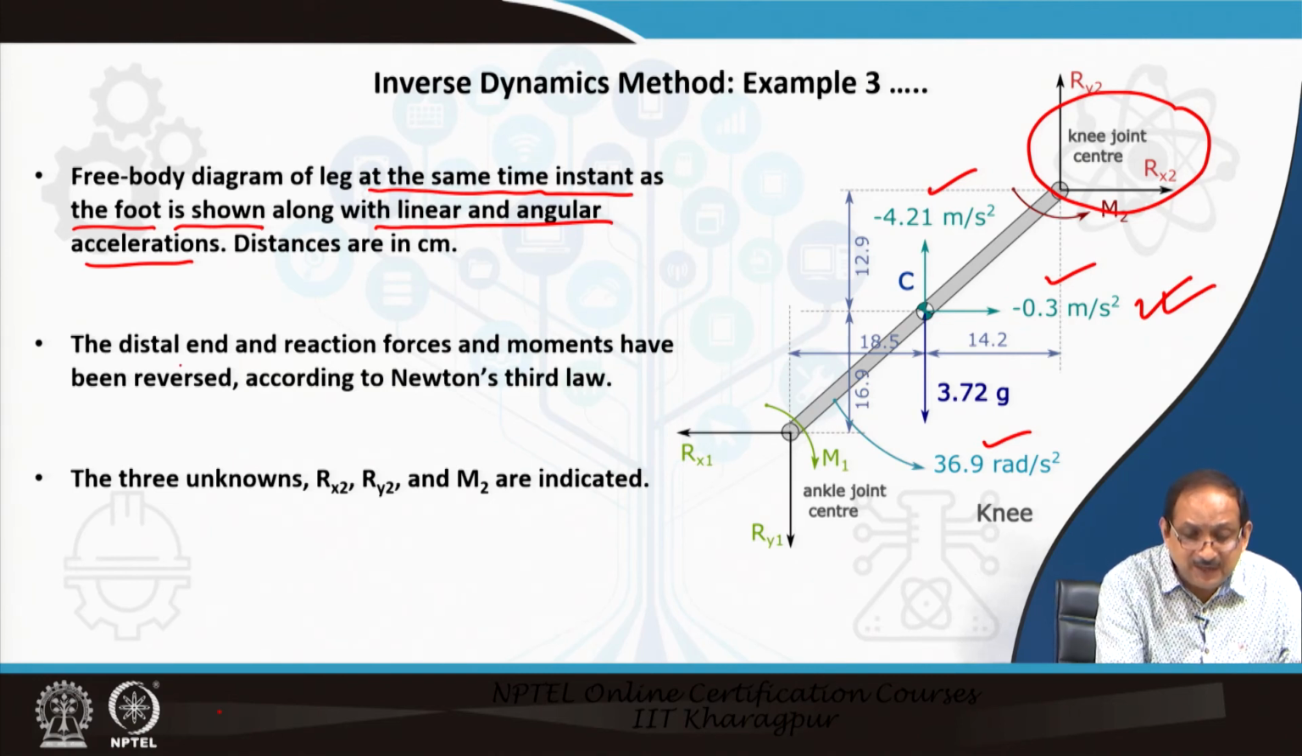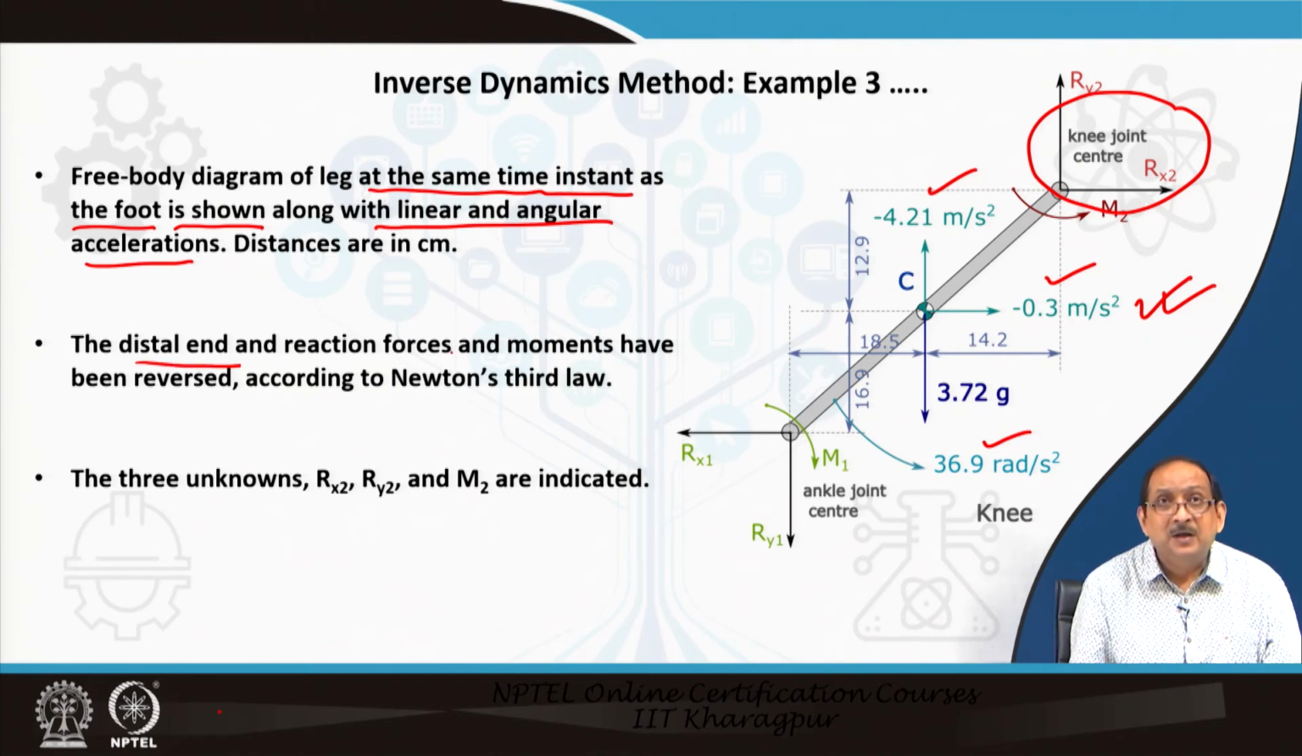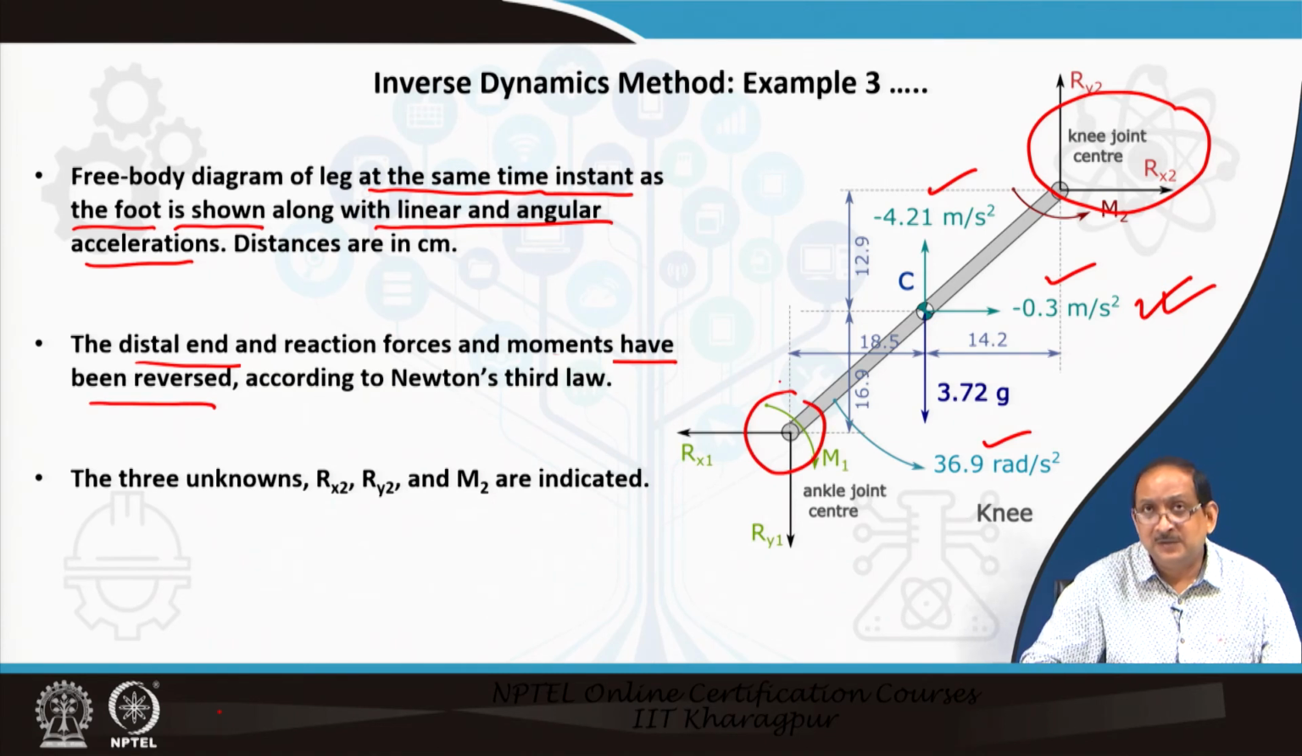Now, the distal end reaction forces and moments have been reversed because this is a separate lower leg segment, where this is the joint, ankle joint at the distal end. So, according to Newton's third law, the reaction forces should cancel each other when the two link segments are assembled.